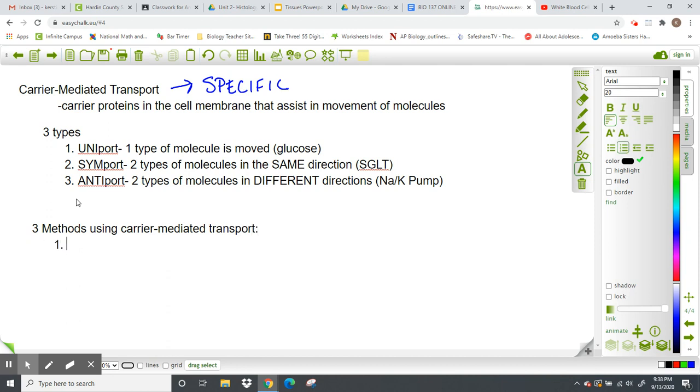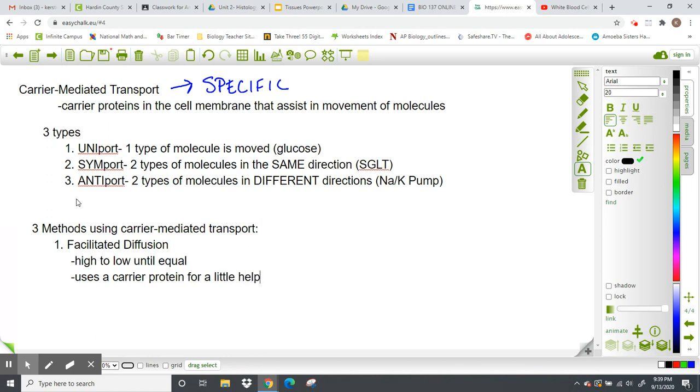The first one is what we call facilitated diffusion. In facilitated diffusion, it's very similar to simple diffusion, where molecules are moving from high to low until equal. The difference is we need to use a carrier protein for movement, because those molecules usually are large. They're opposite charged from the membrane itself, so they just need a little bit of help.